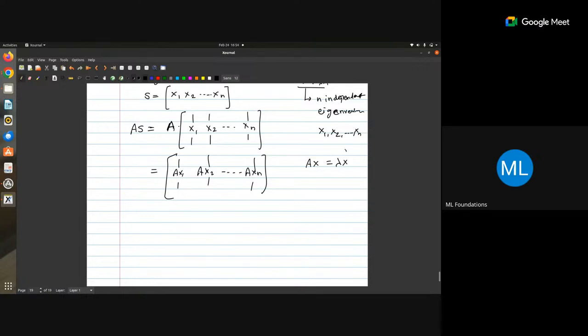But if I follow this equation, AX1 is what? It's an eigenvector of A only, right? Corresponding to some lambda 1, correct? So I can write this as what? Lambda 1 x1. This is lambda 2 x2, this is lambda 3 x3, and all these are vectors, up to lambda n xn.